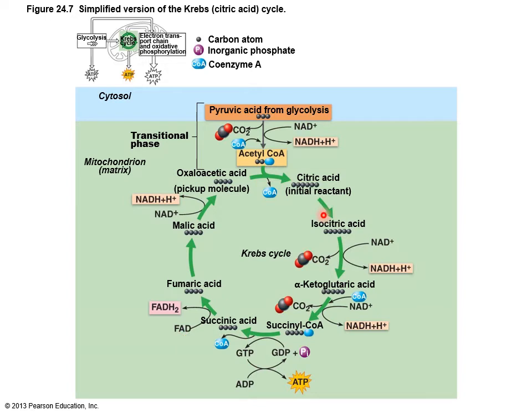I'm going to make this simple. All right, so here's your acetyl-CoA. 2 carbons attached to coenzyme A, which is like a little escort. And the escort's going to take the acetyl group and attach it to the pickup molecule of the Krebs cycle. There's a pickup man there that's going to pick up this acetyl group from the enzyme. And that guy is called oxaloacetic acid. And he has 4 carbons.